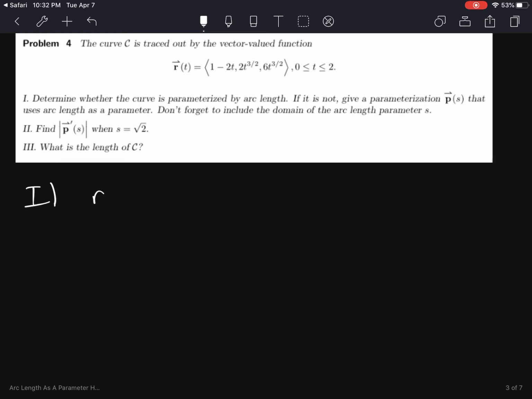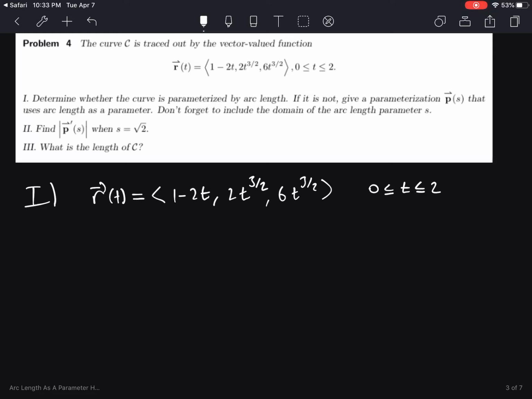So r(t) is given by this vector valued function: 1 minus 2t, 2 times t to the 3 over 2, and then 6 times t to the 3 over 2, and t is changing from 0 to 2.